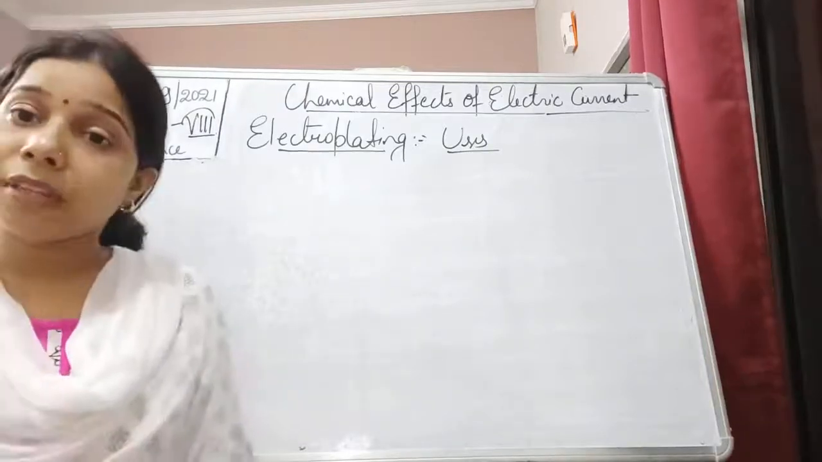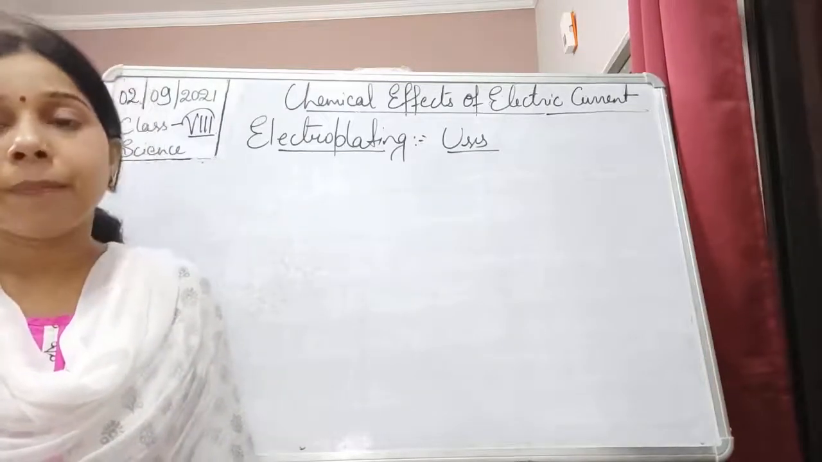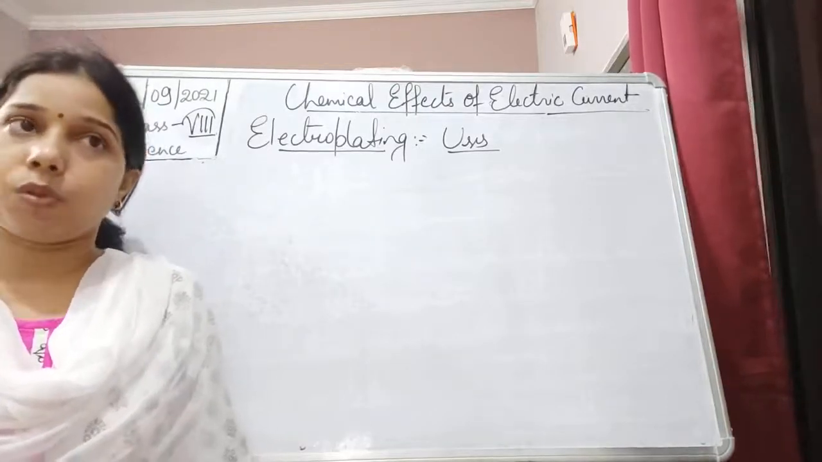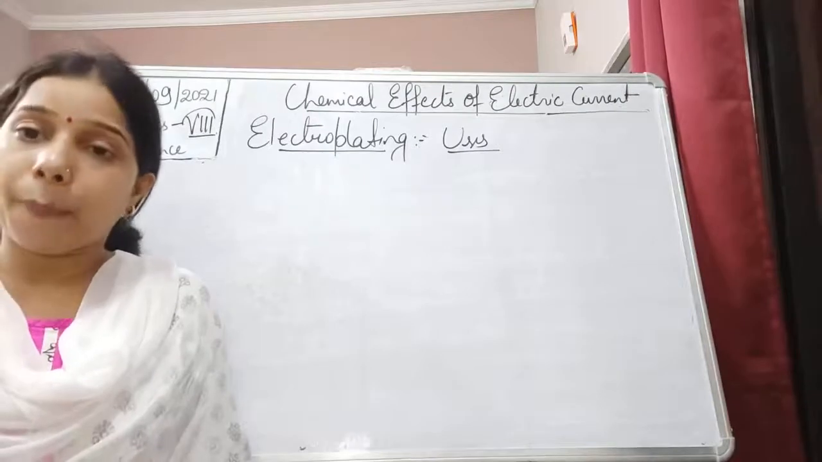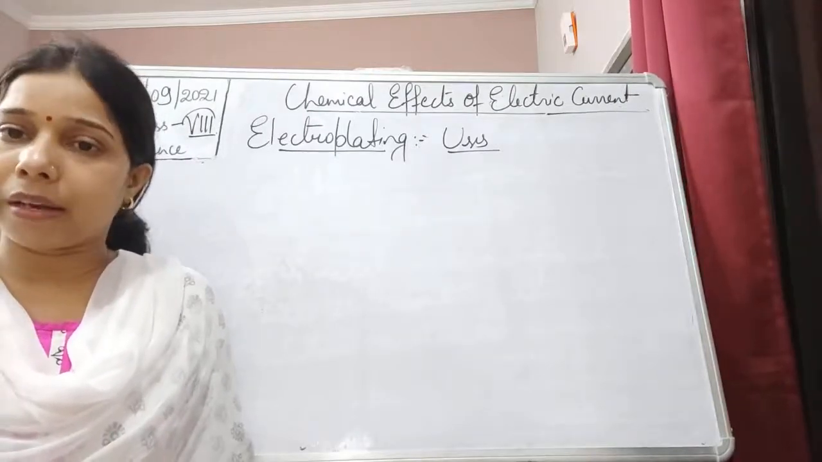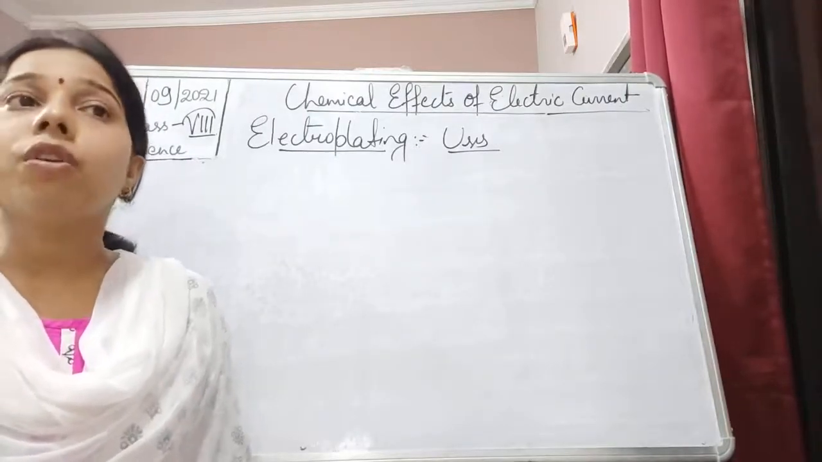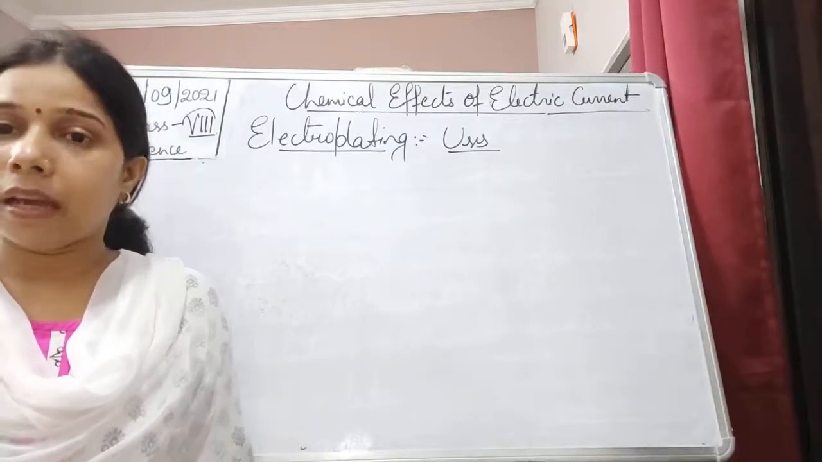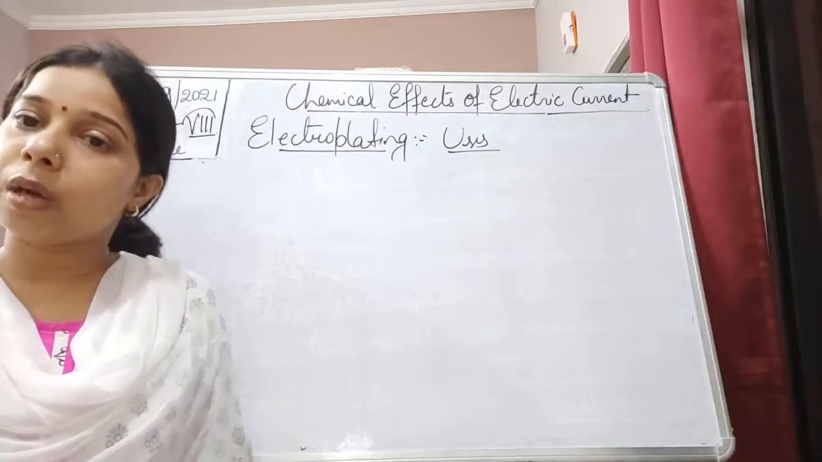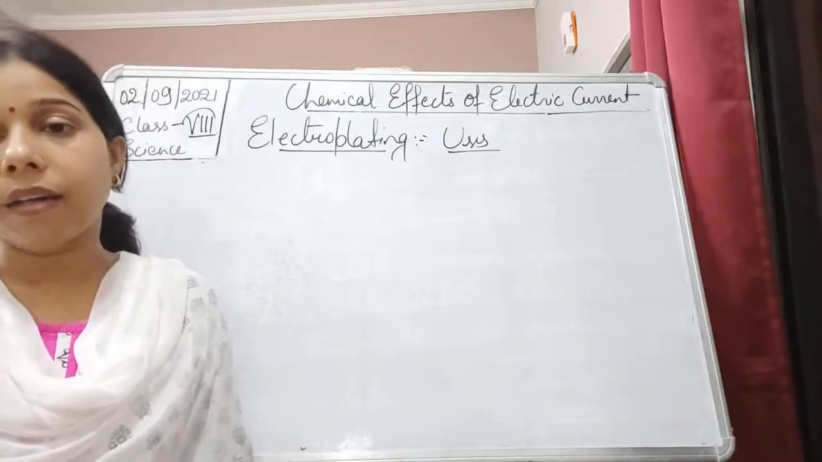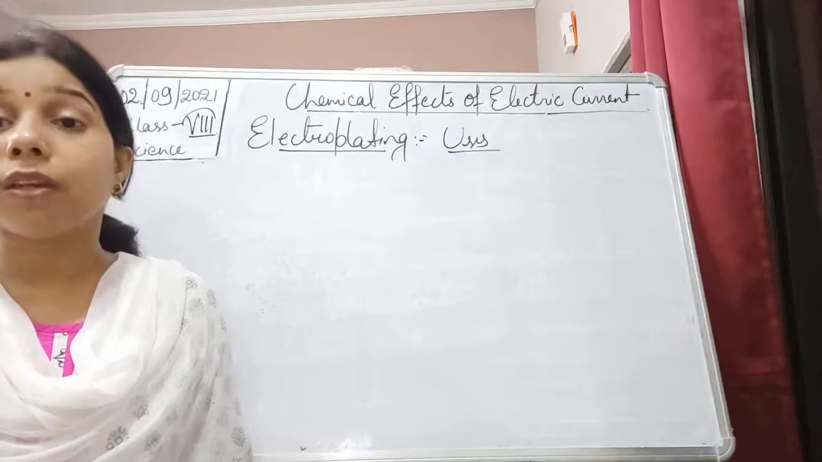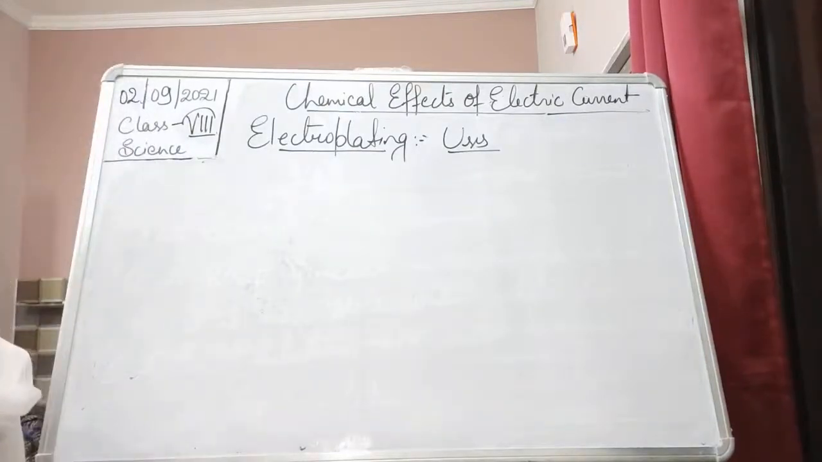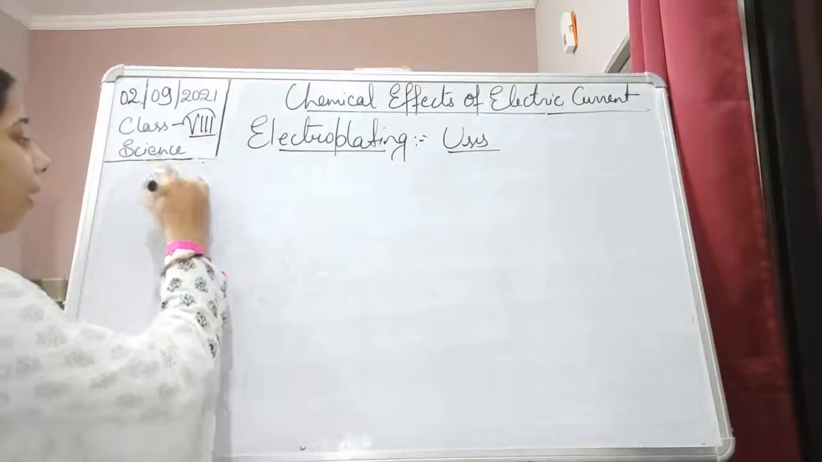But the problem with iron is that rusting can occur in it. That will make it corrode, eating the upper layer of the surface and making the iron very weak. So in order to prevent rusting, it is covered with a layer of zinc, and this process of covering the iron article with a layer of zinc is called galvanization. So the first use of electroplating is in the process of galvanization.